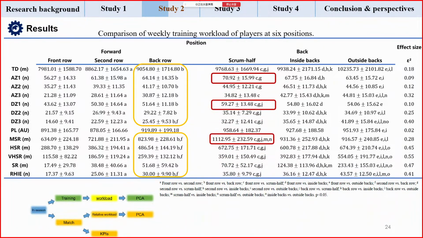For moderate workload, such as the number of acceleration and deceleration greater than 2 meters per second squared, as well as medium speed running, 15 to 18 kilometers per hour, scrum half had the highest value. For high intensity workload, outside back had the highest value.